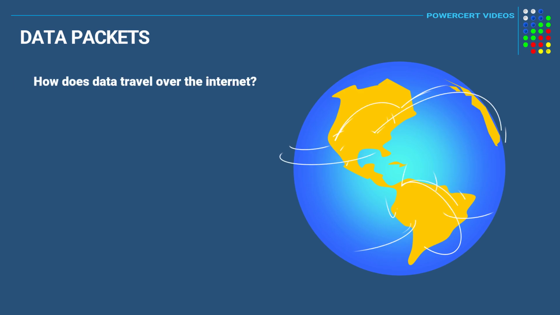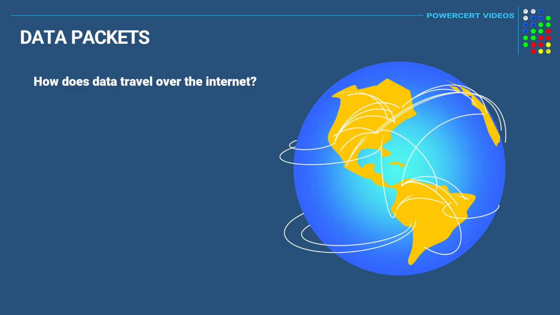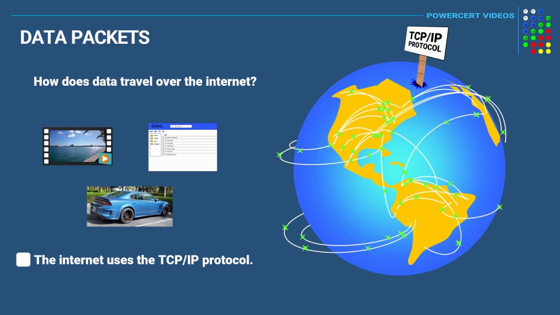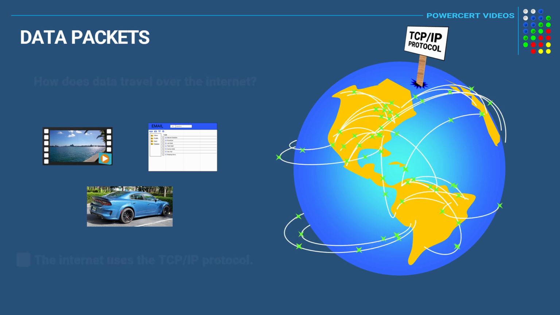Have you ever wondered how data travels over the internet? Well, when you send someone an email, photo, or video, you're probably thinking that it's all sent in one piece. Well, the reality is, it's not. The internet uses what's called the TCP/IP protocol, which is just a set of rules on how data is transferred over the internet. And in a TCP/IP network, the data is not sent in one piece.